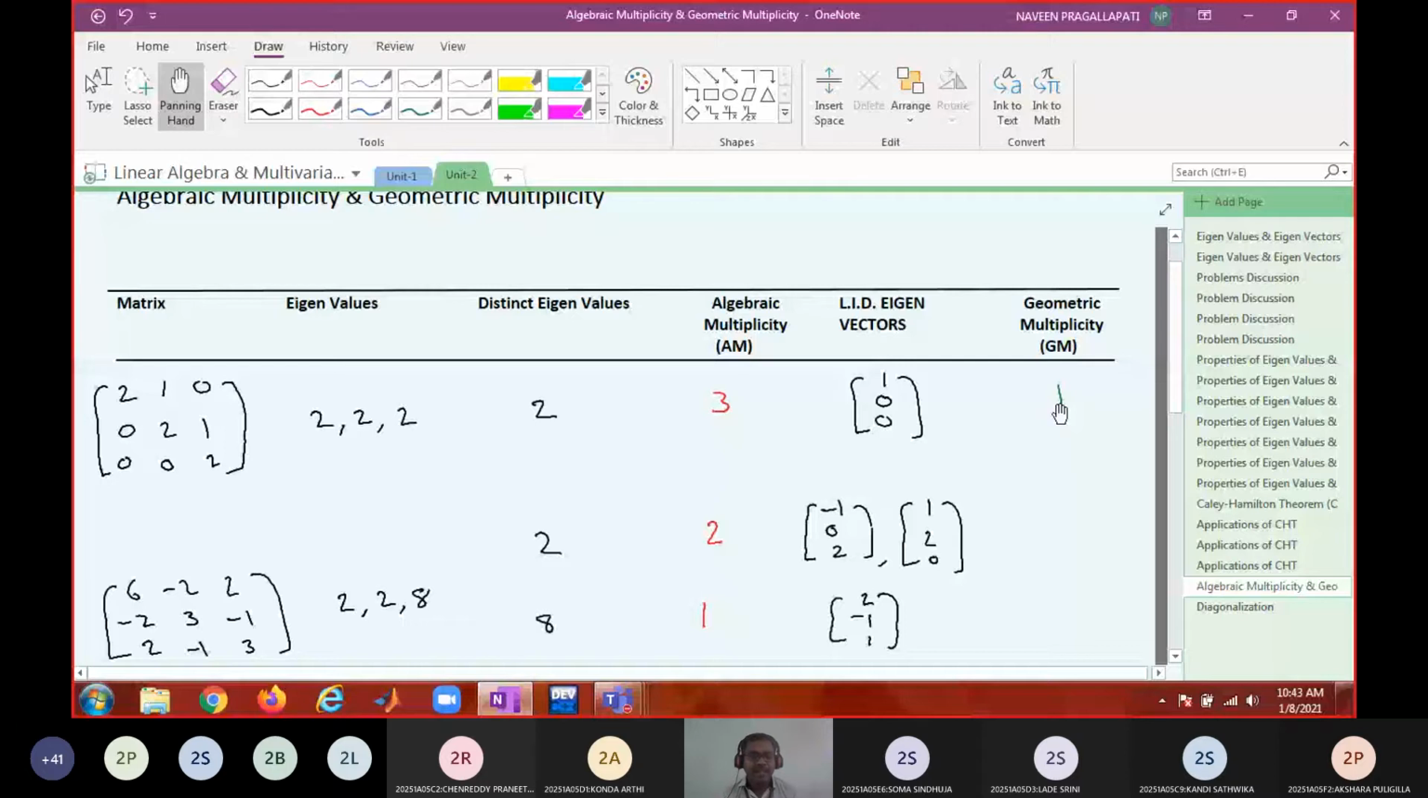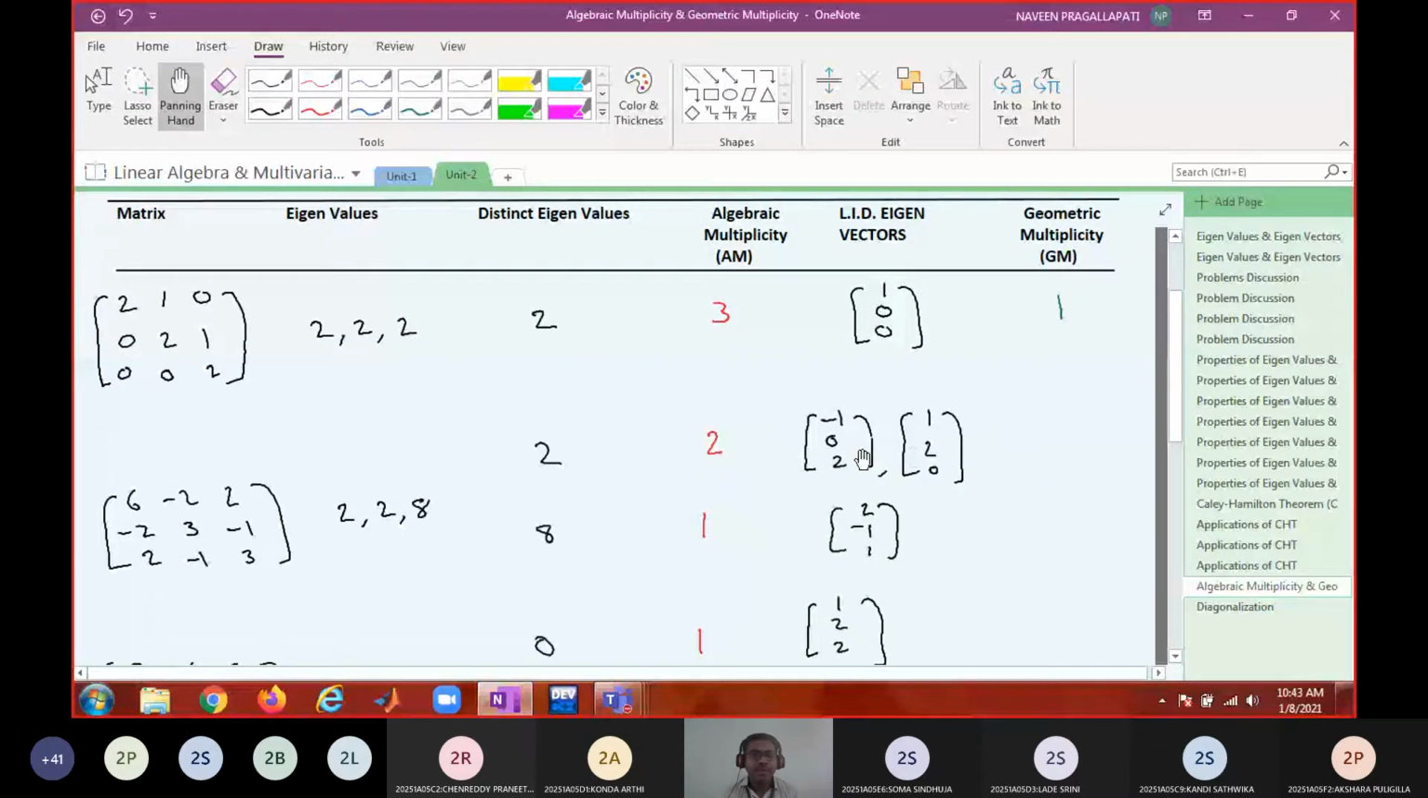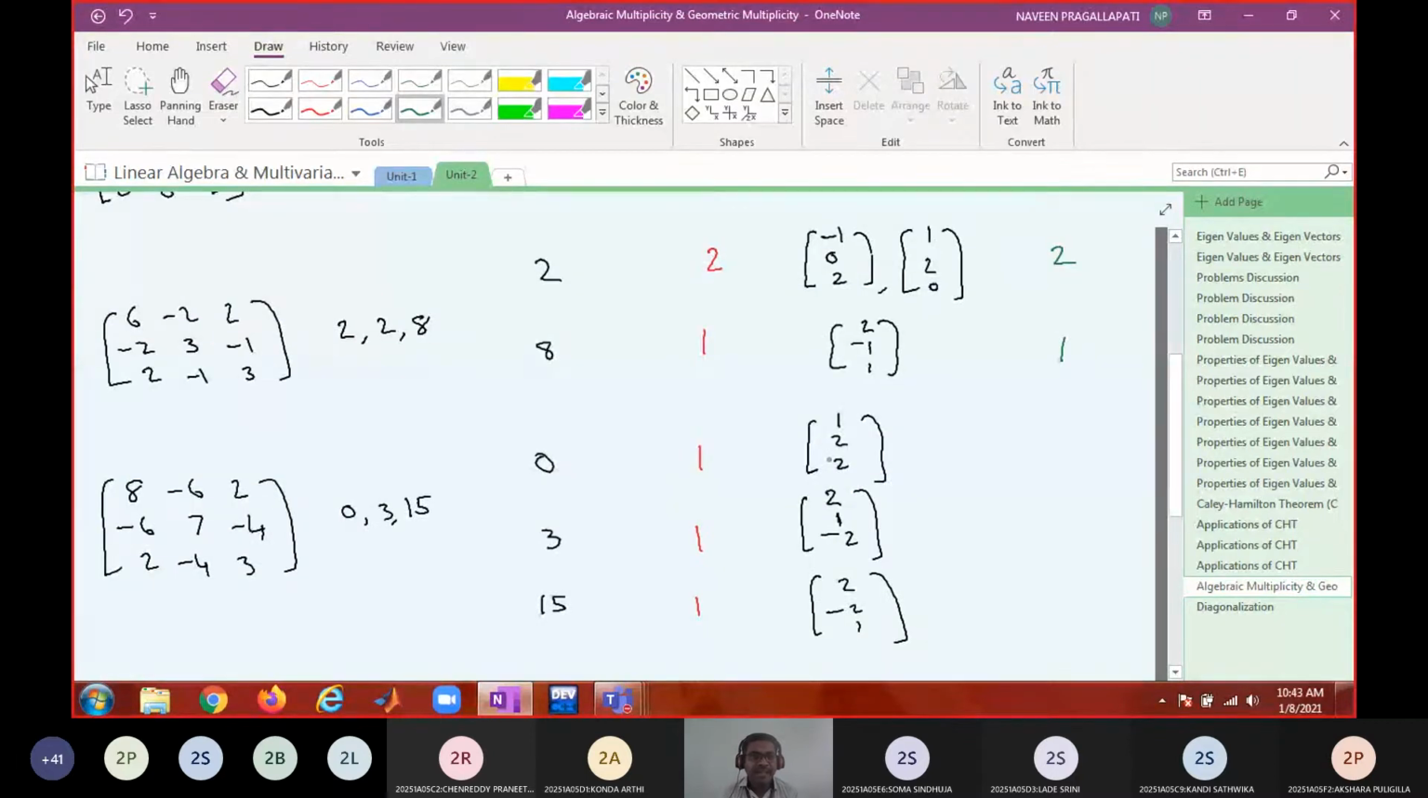Now, what is the geometric multiplicity of the eigenvalue 2 in the second matrix? How many independent eigenvectors are you seeing? 2. Therefore, its geometric multiplicity is 2. Now, what about this? For the eigenvalue 8, how many independent eigenvectors? 1. Therefore, the geometric multiplicity is 1. For the third matrix, what is the geometric multiplicity of each of the eigenvalues? 1, 1, 1. Is that okay?